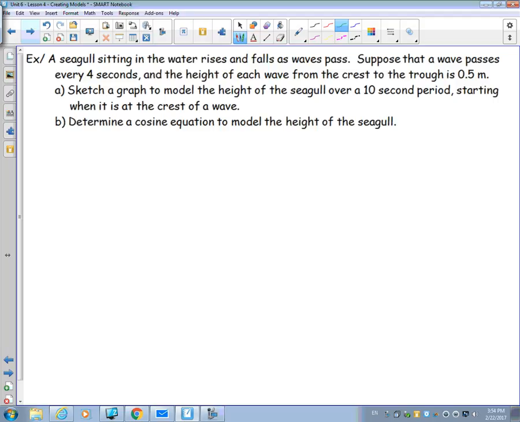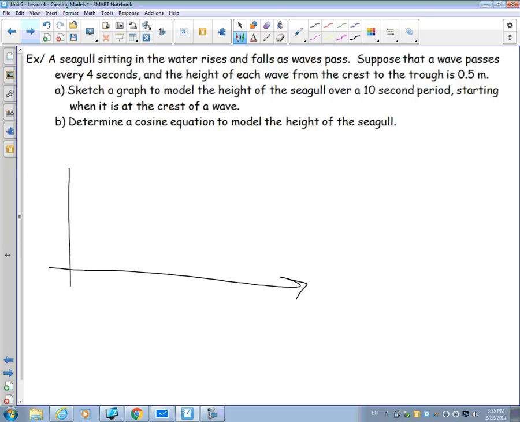Okay, just words this time. We got a seagull sitting on top of the water as waves pass. A wave passes every 4 seconds. The height of the wave from the crest to the trough is 0.5 meters. Sketch a graph over a 10-second period.